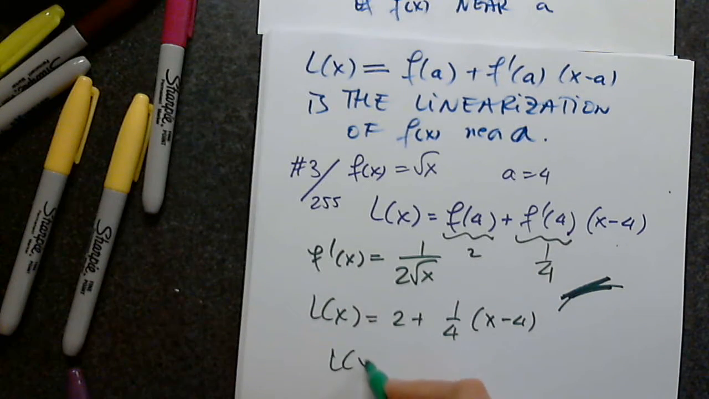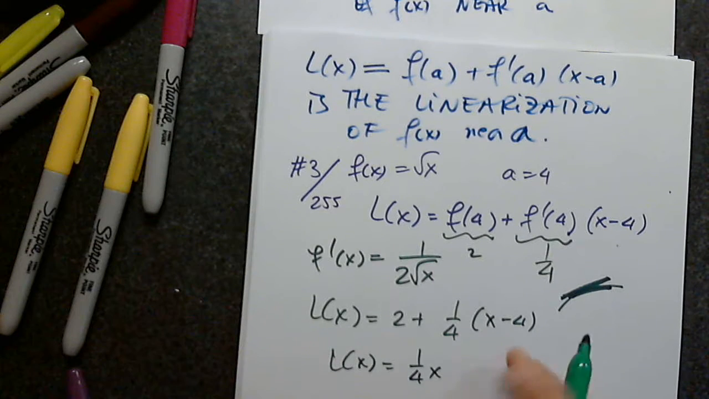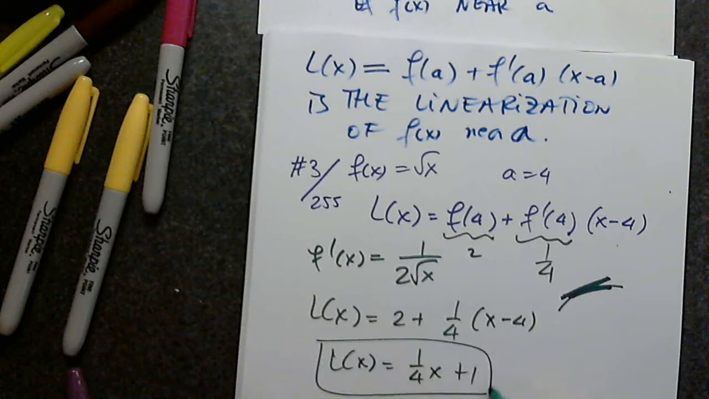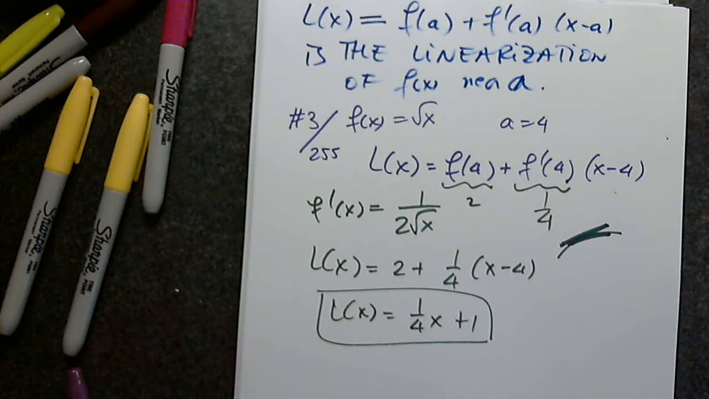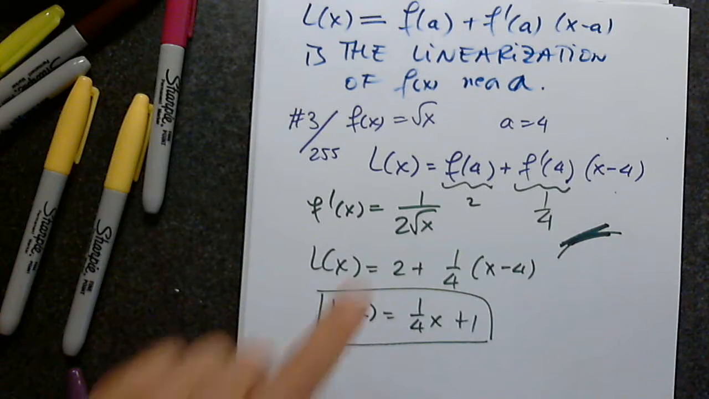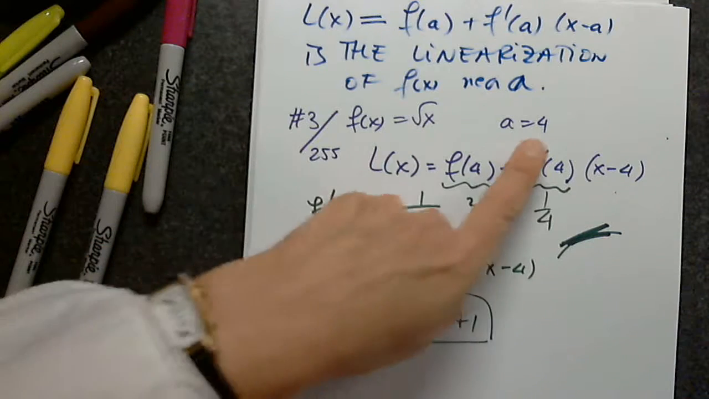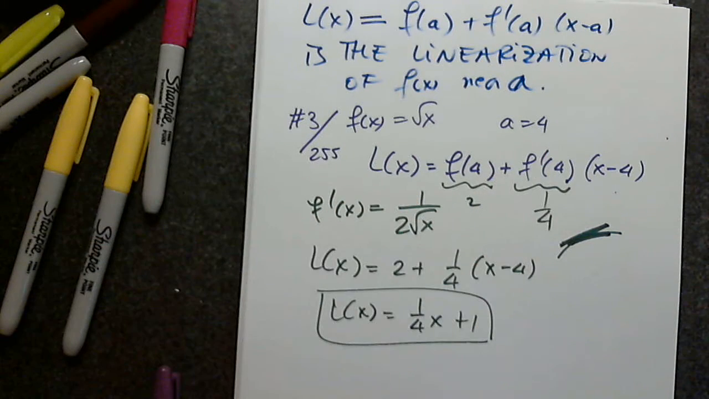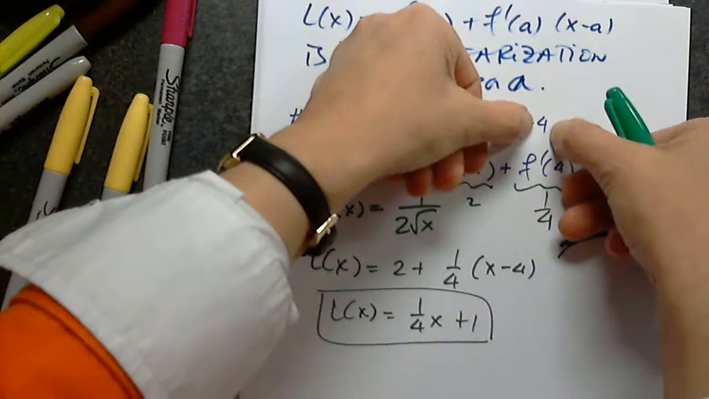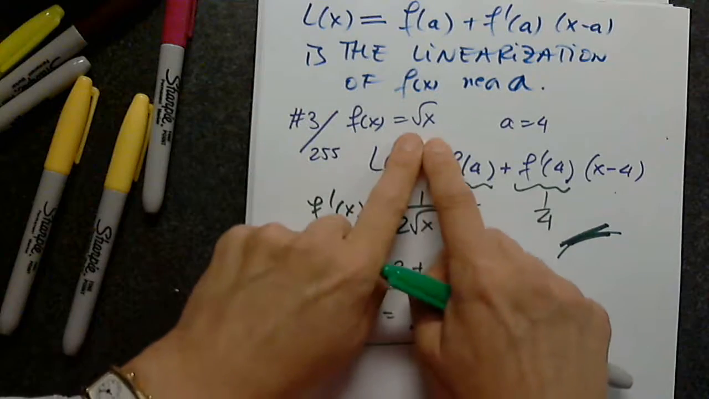Of course, I'm going to simplify. 1/4 x minus 1 plus 2 is plus 1. This is the line that approximates the square root of x near a. If you move to 3, it's not going to be the same line. If you move to 2, it's not going to be the same line. It's going to be a different line because the slope will be different at 4.